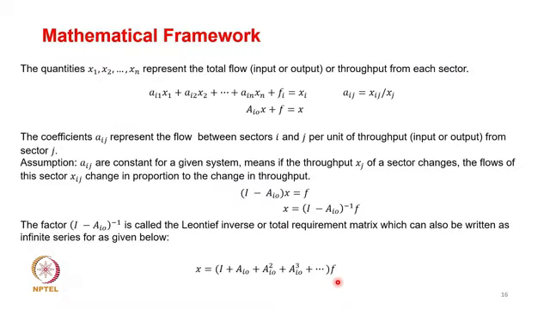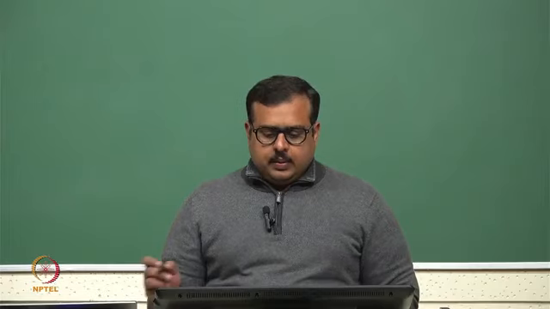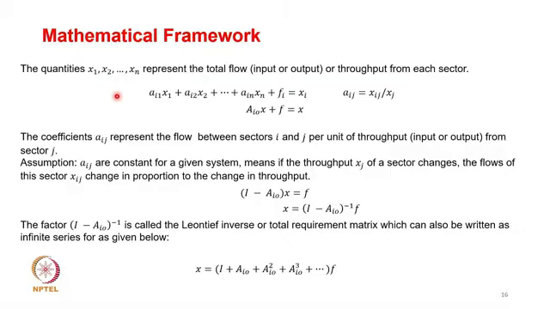So now how do we further analyze this? One way is to again go to a mathematical framework. Let's assume that you have quantities x1 to xn which represent the total flow, which we do not categorize specifically as input or output throughout the entire sector. So for an ith component, we say ai1 x1 plus ai2 x2, and so on and so forth, plus ain xn plus fi is equal to xi, and we can now write them in a vector matrix form.